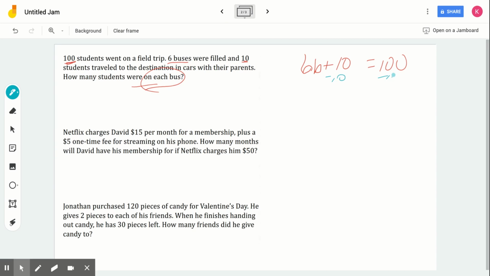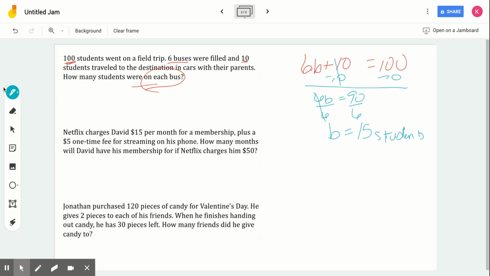So we're going to do that from both sides. This is that balancing the scale step. So positive 10 and negative 10 cancel. We're left with 6B equals 100 take away 10 is 90. Now, 6 and B, when there's no operation, no sign in between them that tells us what to do, that means they're being multiplied. So here, the opposite of multiplying would be to divide. So we're going to divide by 6 on each side. 6B divided by 6, we're left with B, and 90 divided by 6 is 15. So this tells us that each bus has 15 students.